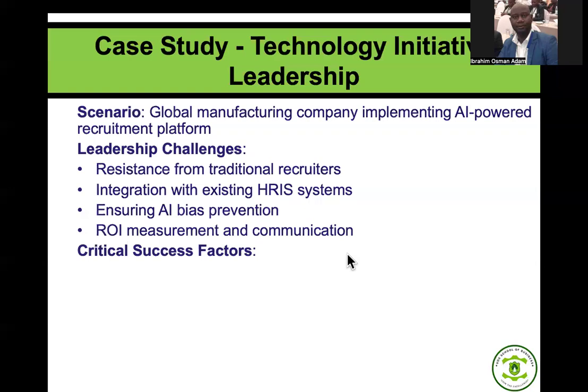Yes, I was saying that based on the case study I've explained, if you were the leader, what will you do? What will you consider as one of the critical success factors to ensure that the project will be implemented? What will you do? Any idea?